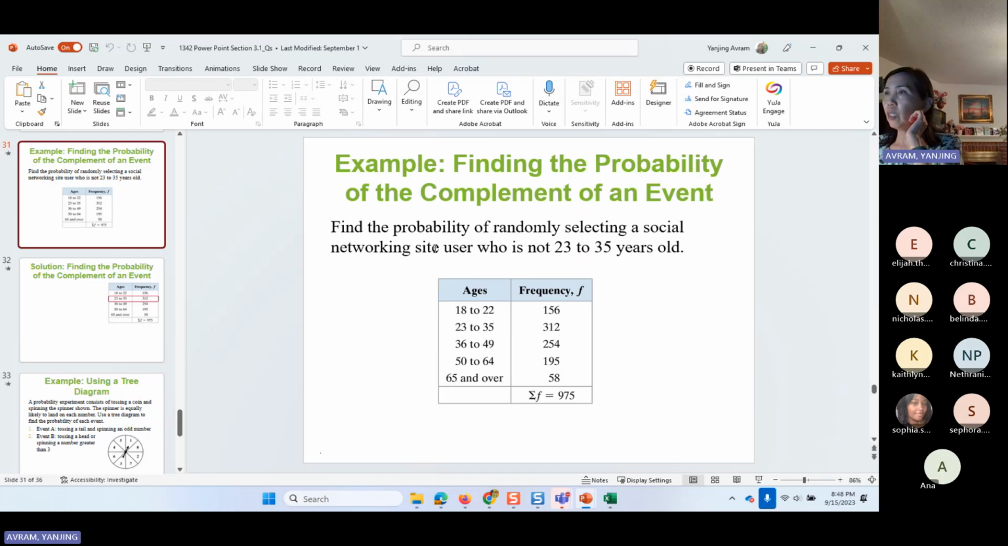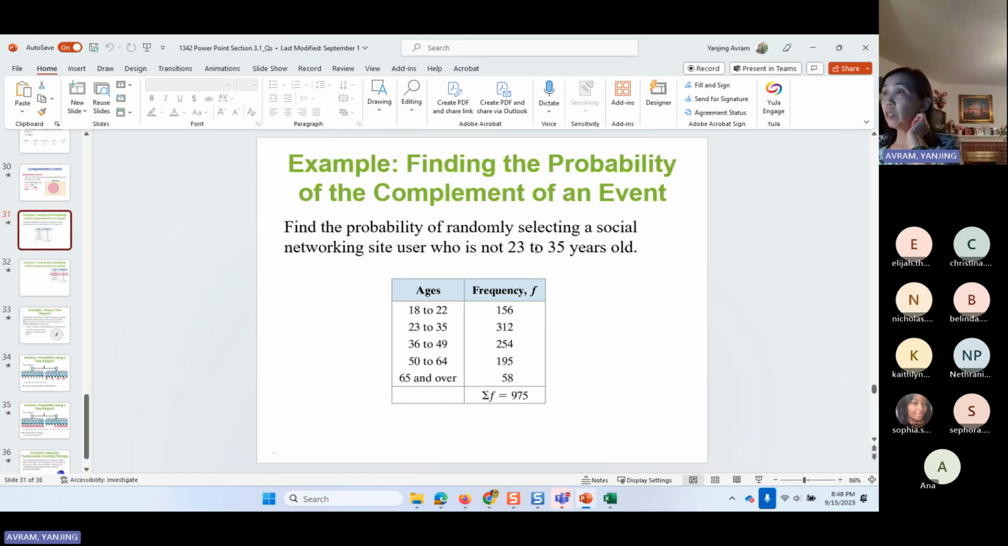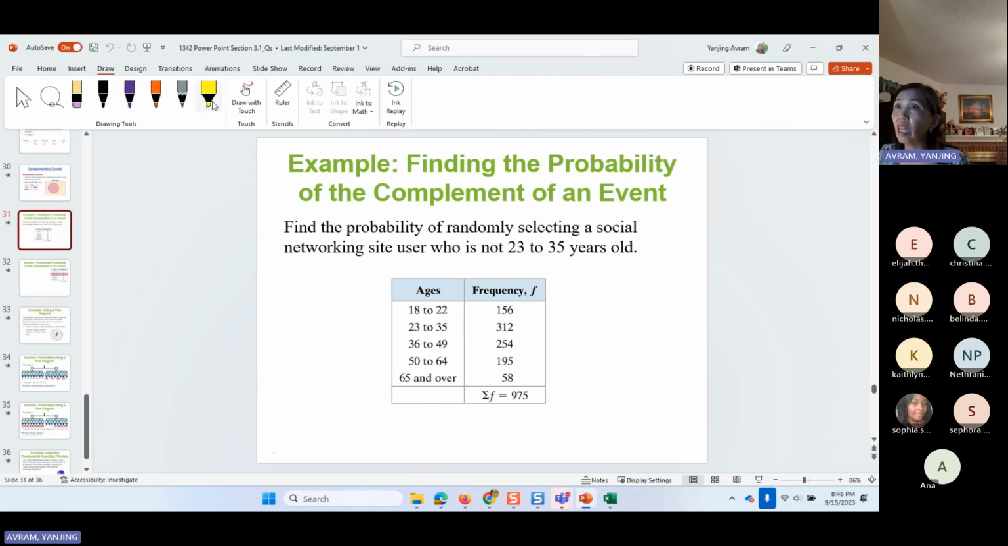Okay, so let's look at this one right here. Find the probability of randomly selecting a social networking user who is not 25 to 35 years old. Remember, it's not. So we have 25 to 35 is 12, right? And since it says not, you have to read this one carefully. Not means include here, here, here, and here. Just exclude this one.